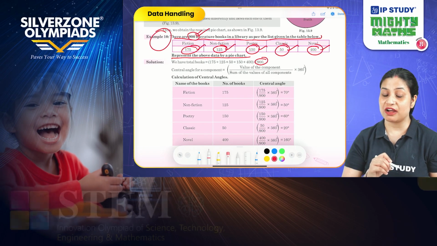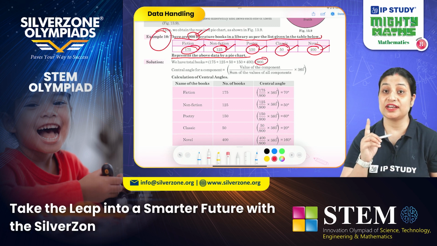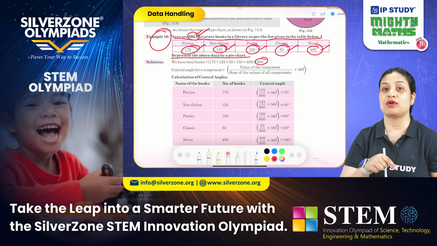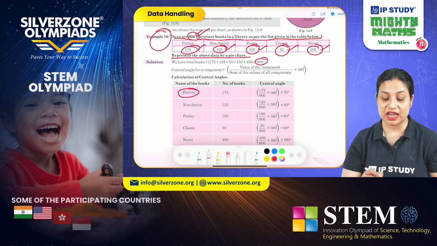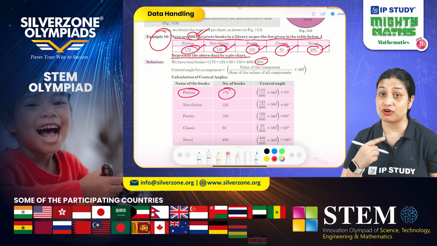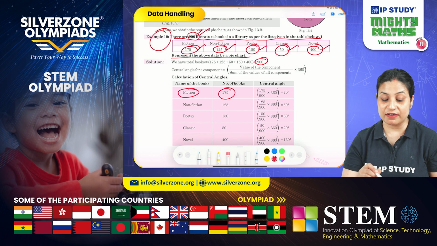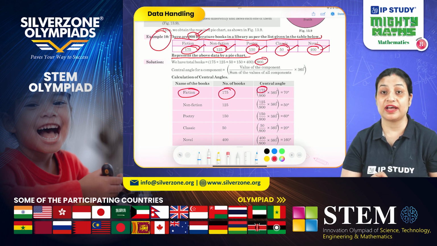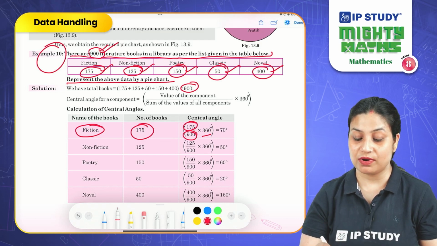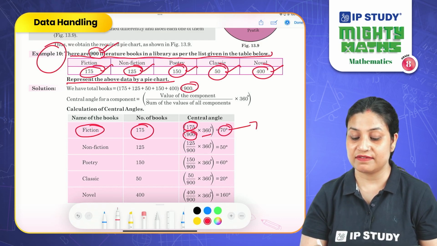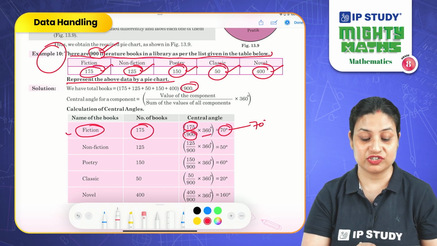For that, we have to divide each and every component by the sum of all components. So here for fiction books, how many books do we have? We have 175 books out of 900. So I will divide 175 by 900 and multiply it with 360 degrees. When I do so, I will get an angle of 70 degrees for fiction books.